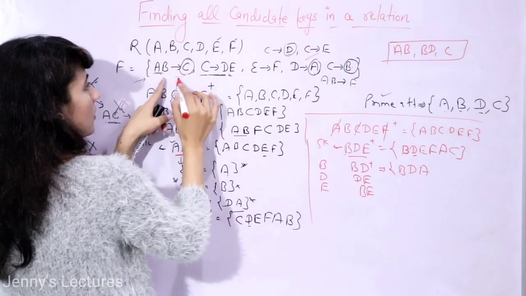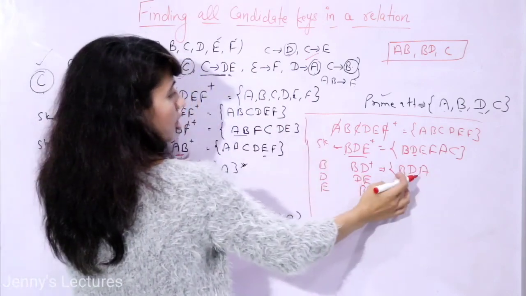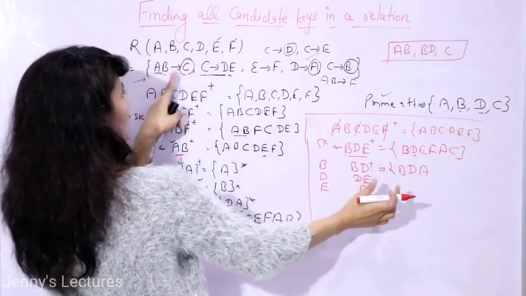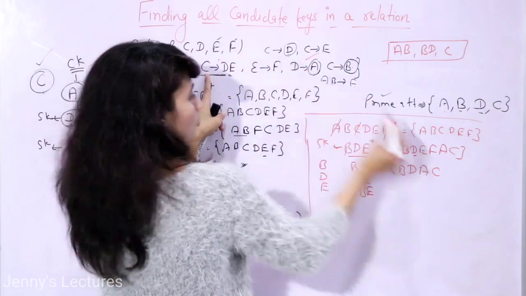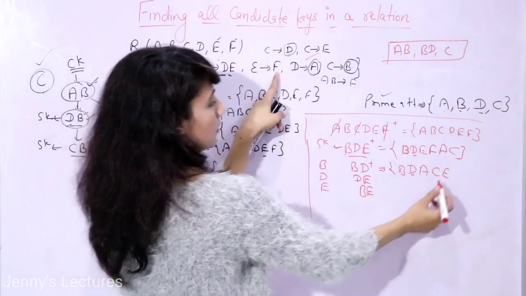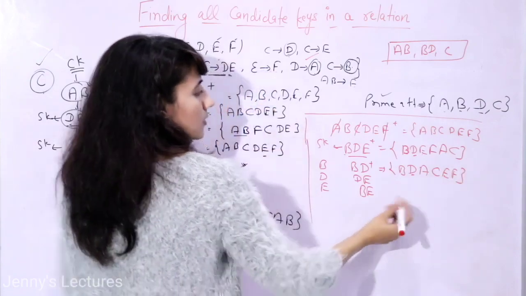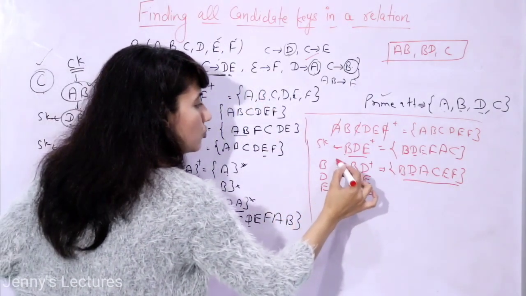Now again check, again repetition, AB can determine C. Now do you have AB? Yes, I have AB, A, B, both. So now I can write down here C. C can determine DE. So I can write down here D, I have already written, so E. So now E can determine F. C. So now all the attributes are there. So BD is a super key.